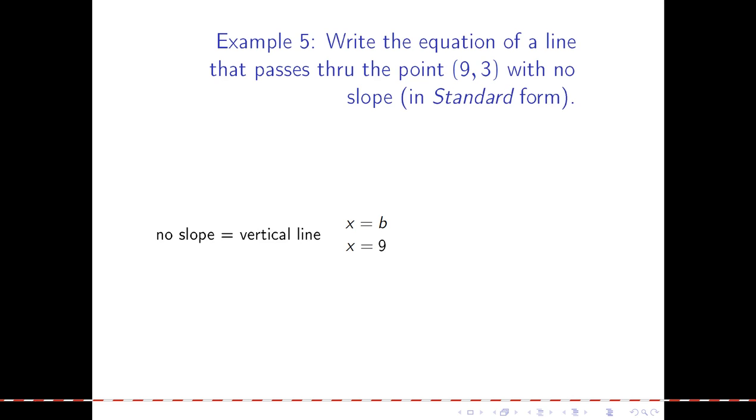That's it. So if it says 0 slope, it's going to be a horizontal. No slope, it's going to be vertical.